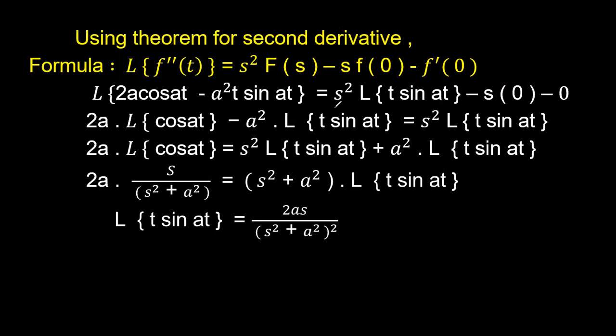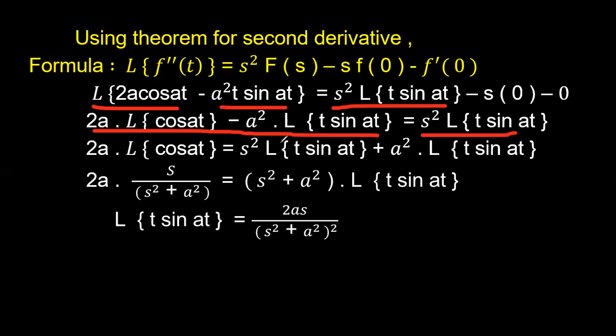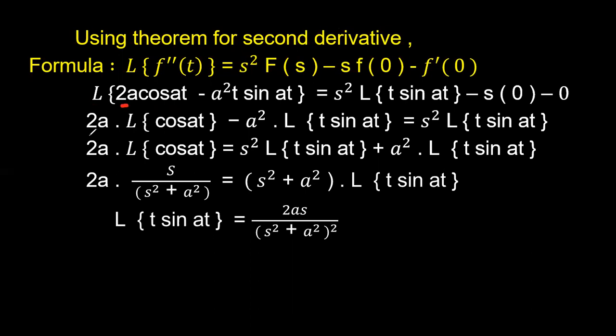So only the leftover term will remain on the right side. And on the LHS, you can take a separate Laplace transform for each function. 2a is a constant which will be taken outside, Laplace transform of cos at, minus a square is a constant times the Laplace transform of sin at. What is the Laplace transform of cos at? s by s square plus a square. So 2a times the Laplace transform of cos at.